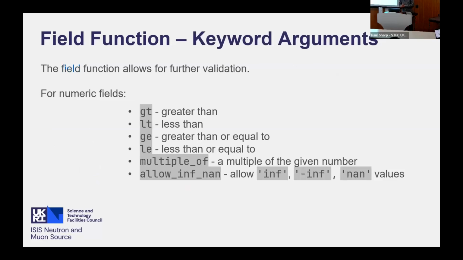So there are a few different keyword arguments that we can use for our function. If you have a numeric field, fairly obviously, as we've already seen, you can do the comparison operators: greater than, less than, greater than or equal to, less than or equal to. You can have multiples of a given number. And if you so desire, you can allow inf and nan values in your numerical fields.